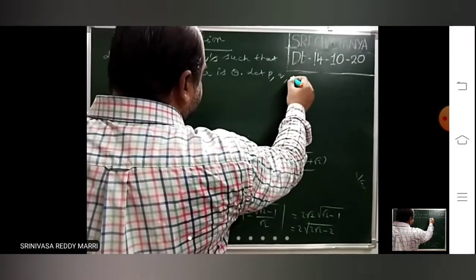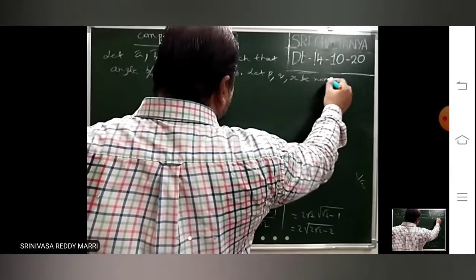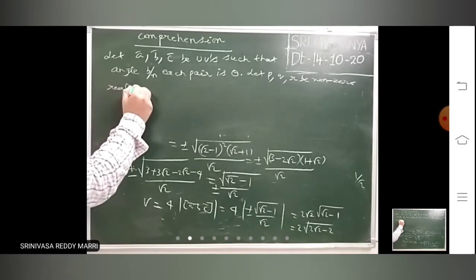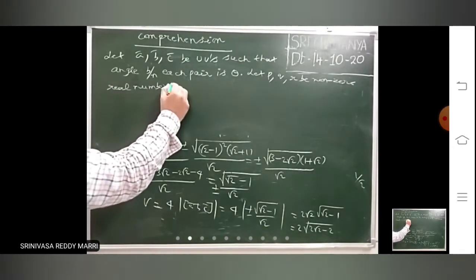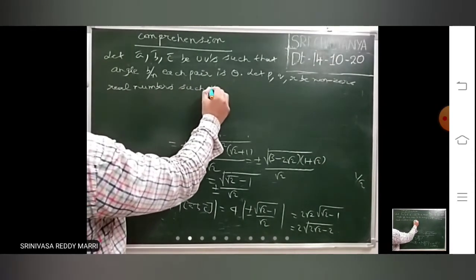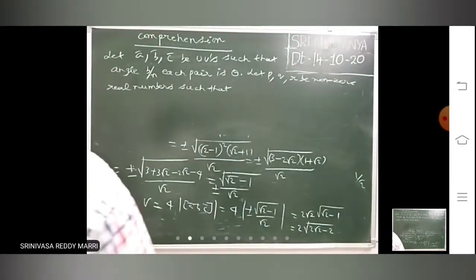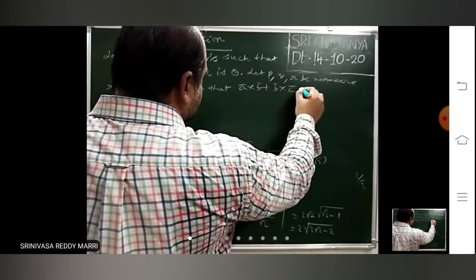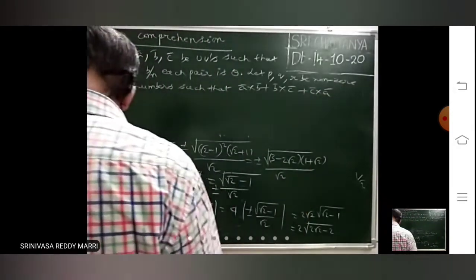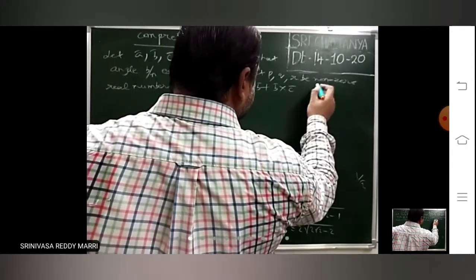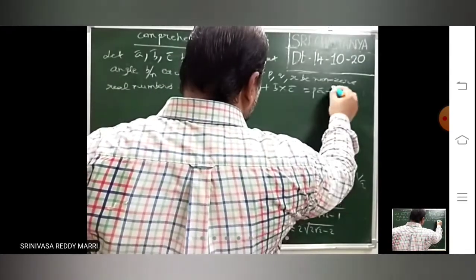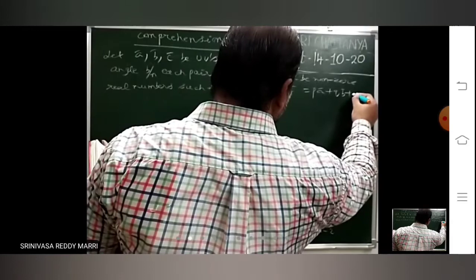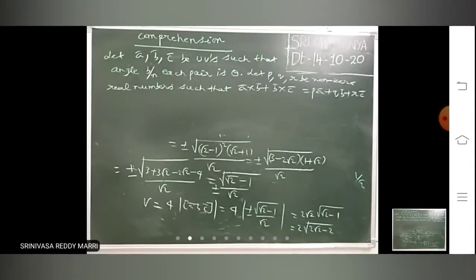Let P, Q, R be non-zero real numbers such that A bar cross B bar plus B bar cross C bar equal to P A bar plus Q B bar plus R C bar. This is the given relation.